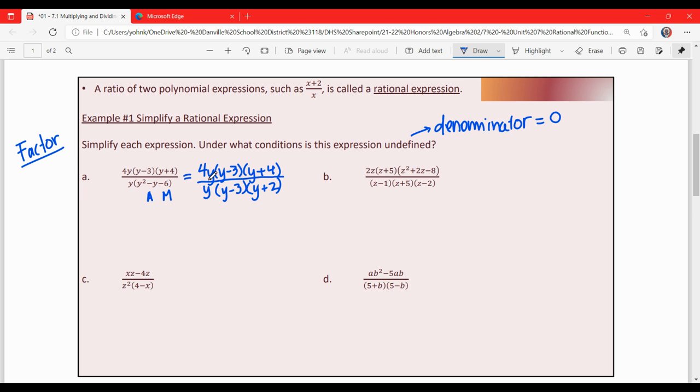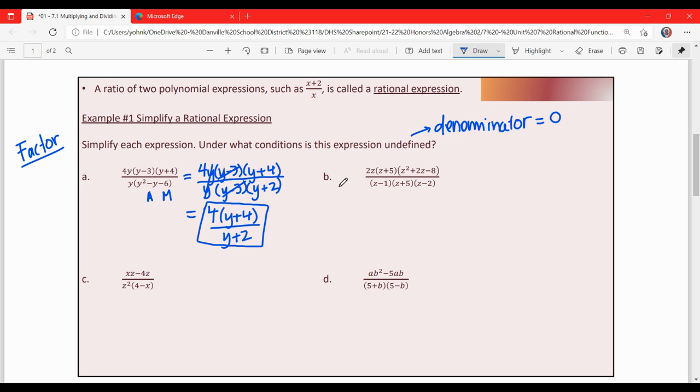Now notice that there's a y minus 3 on the top and a y minus 3 on the bottom. Those simplify to 1. And then a y on the top and a y on the bottom, those can simplify. So on top, I'm left with a 4 and a y plus 4, and on the bottom, I'm left with y plus 2. Now remember, I cannot cancel the y on the top with the y on the bottom because it's a quantity. They're attached with an addition symbol to another number, so I can't simplify them anymore. That's all I can do.